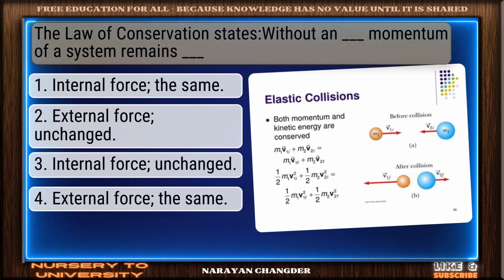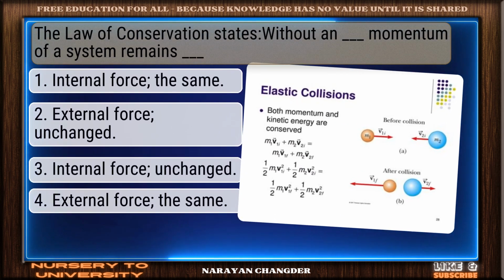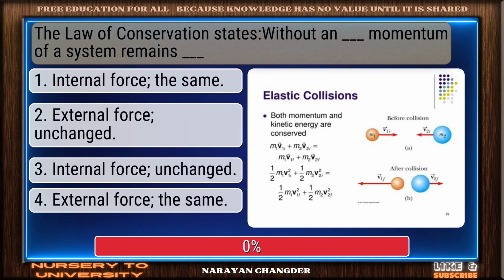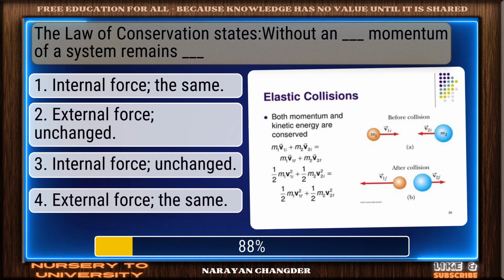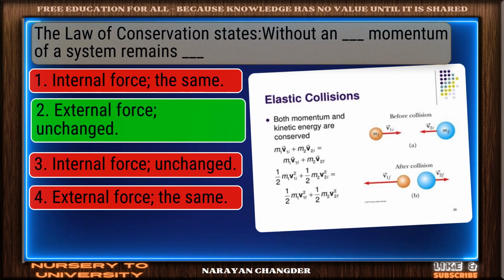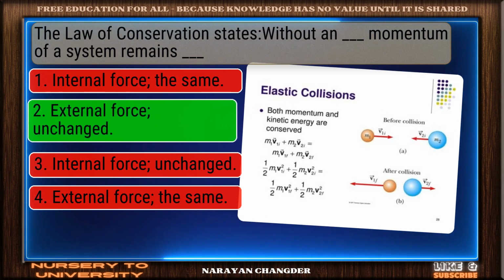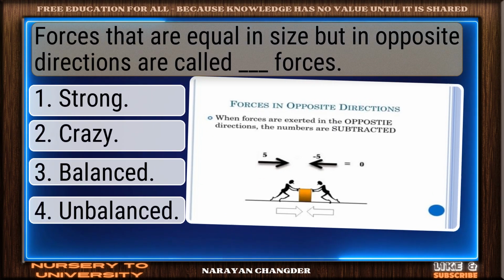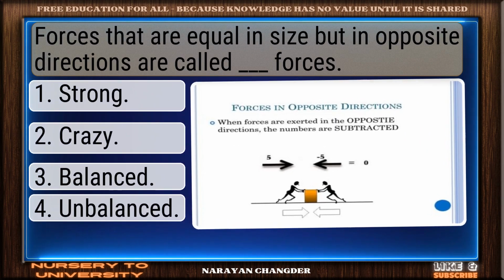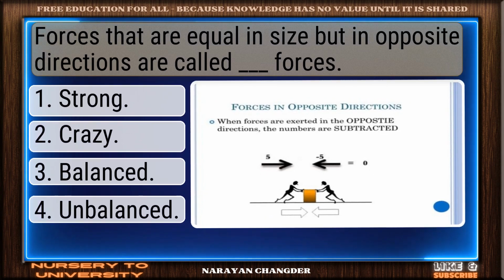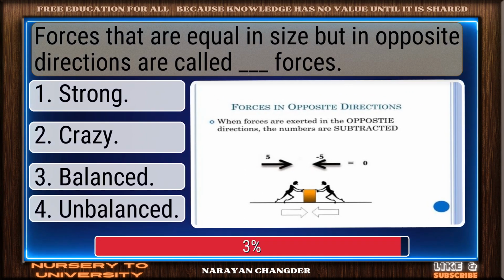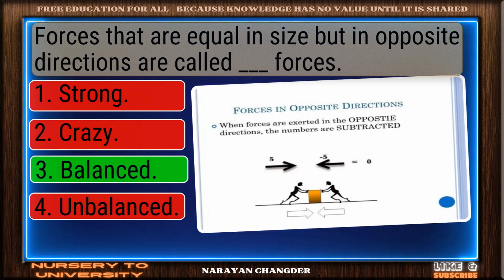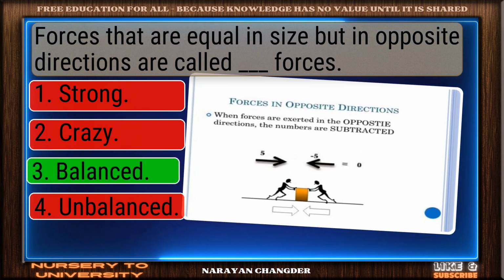Question number 118. The law of conservation states, without an external force, momentum of a system remains dash. Nice selection. External force, unchanged, is the correct and valid answer. Question number 119. Forces that are equal in size but in opposite directions are called dash forces. Clear logic. Your choice balanced is sound and 100% true.